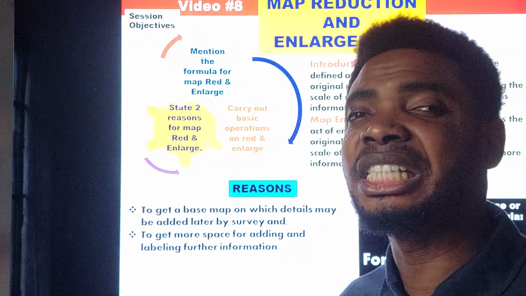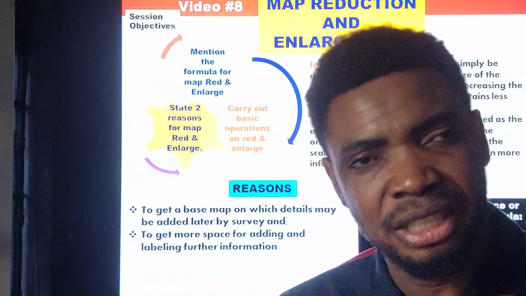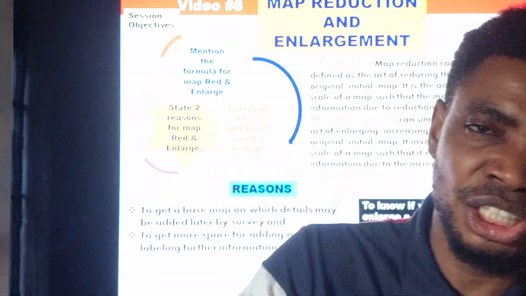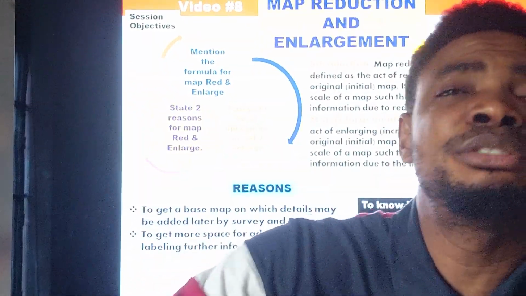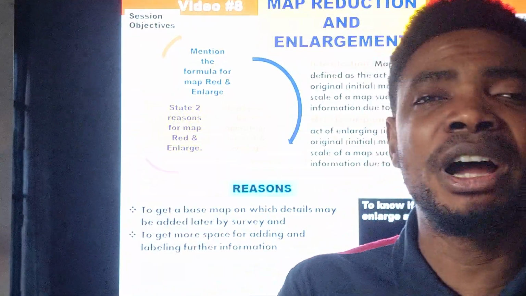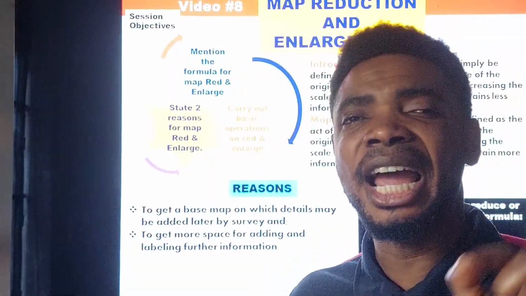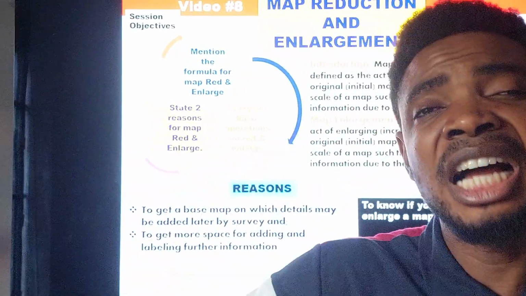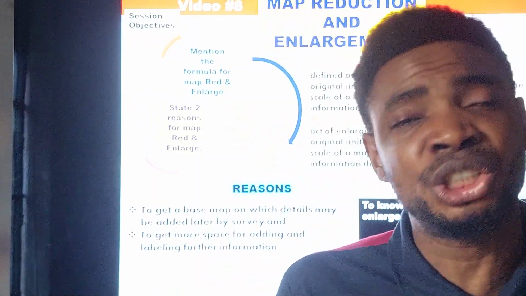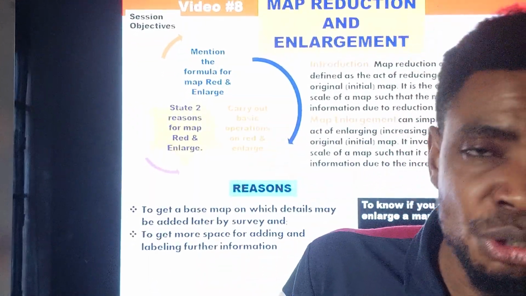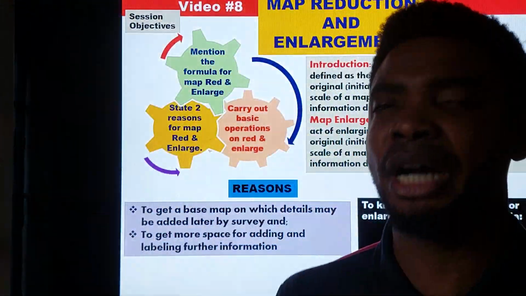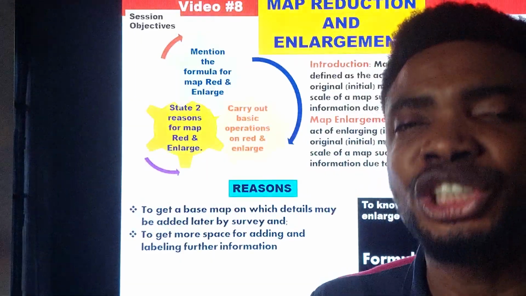The old scale is the scale that is in the map you are provided with. The new scale is the scale that the examiner gives you in the question. So the formula is old scale over new scale. If the answer you get using old scale over new scale is a fraction, then it means you have to reduce the map. If the answer you get is a whole number, it means that you have to enlarge the map.